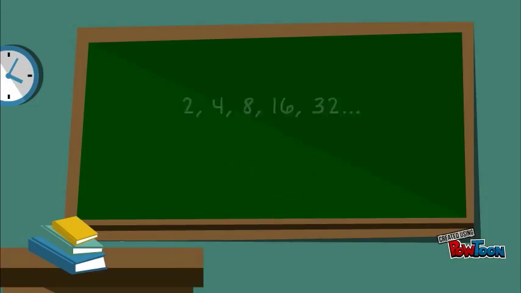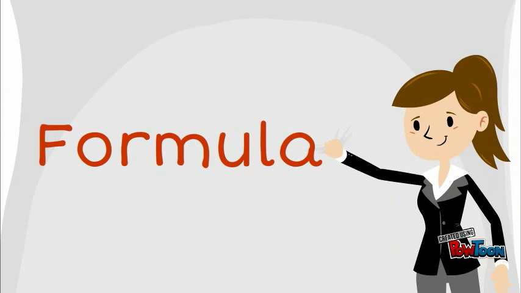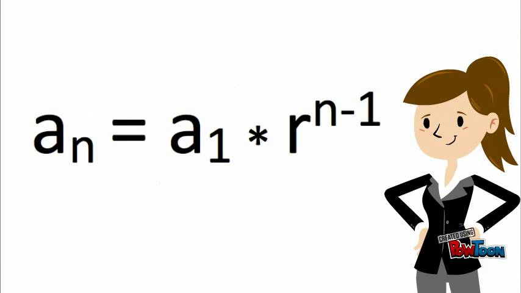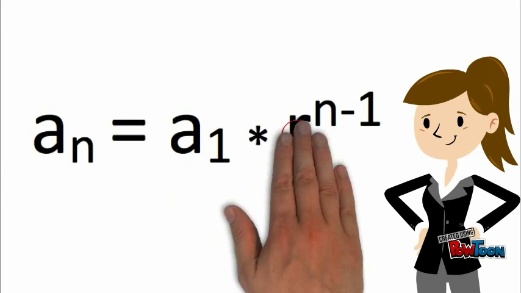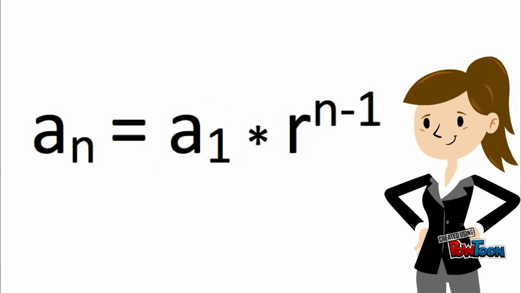The formula that is used to find any term of a geometric sequence is this one. A1 represents the first term in the sequence. R is the number multiplied by the terms, and n is the number of the term that you are trying to find.